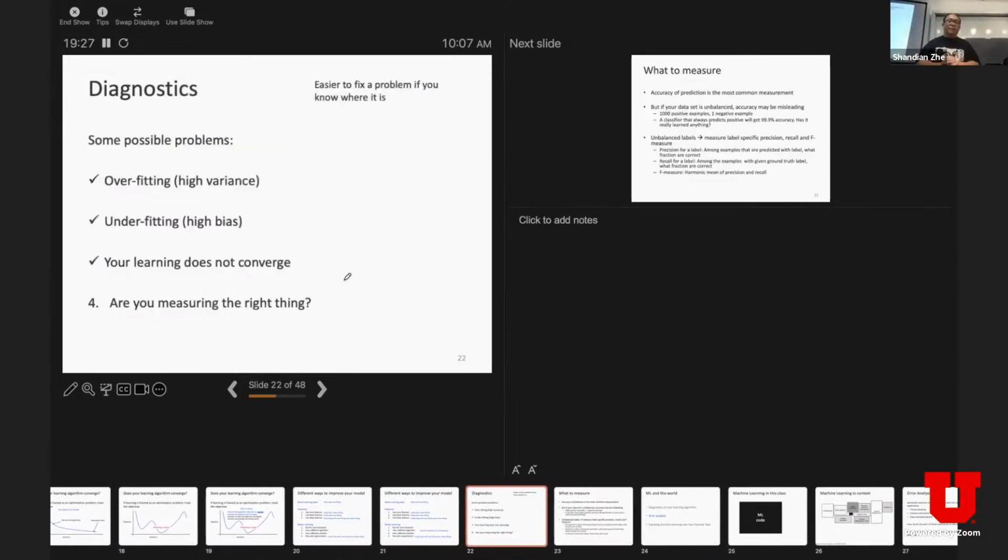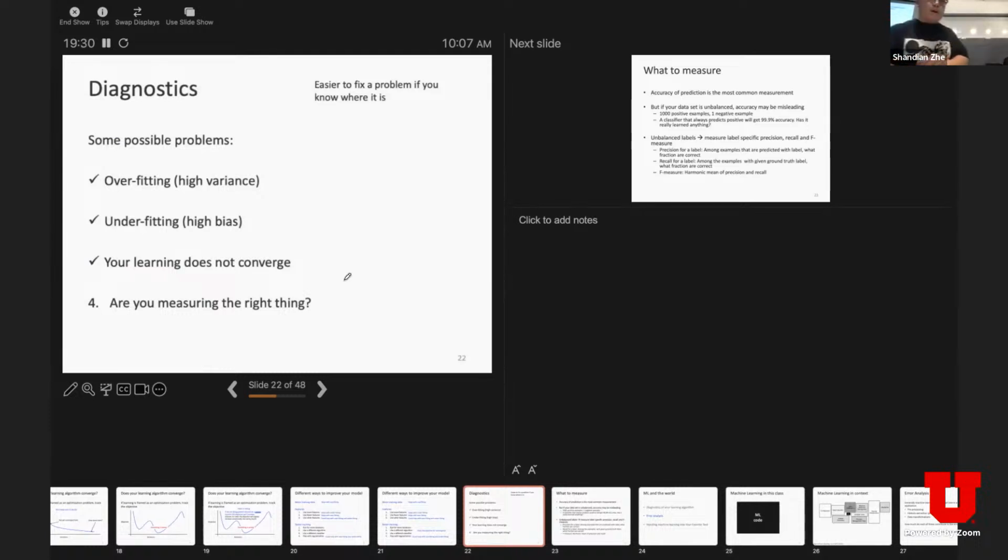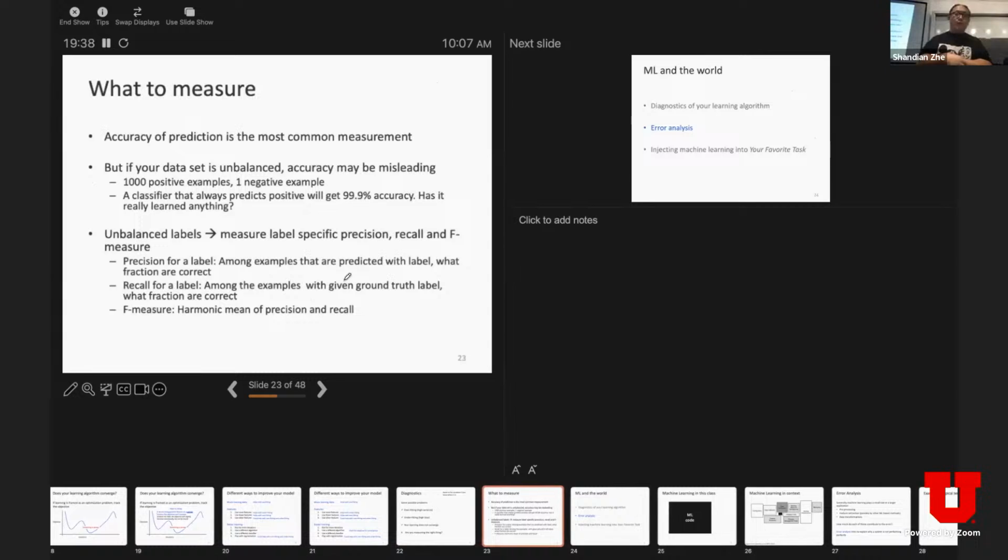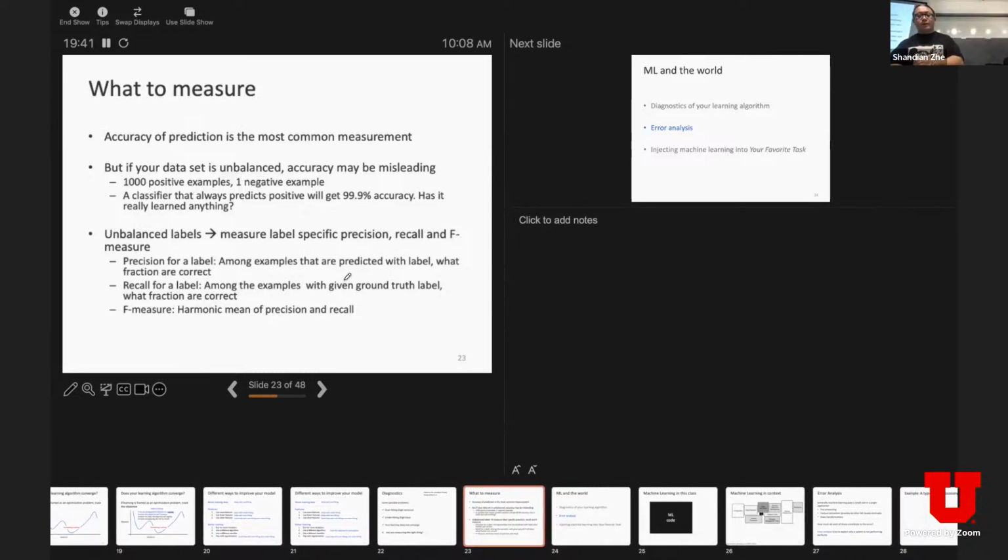Okay, so the last thing about the diagnosis we want to talk about is how do you measure the right thing. The measurement is just an important quantitative metric, telling us how well your learning algorithm is doing the job. And accuracy of the prediction is the most commonly used measurement, but as we just mentioned, it is not always the most appropriate.